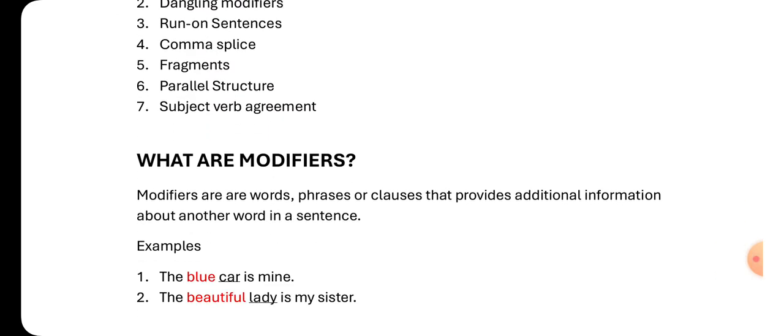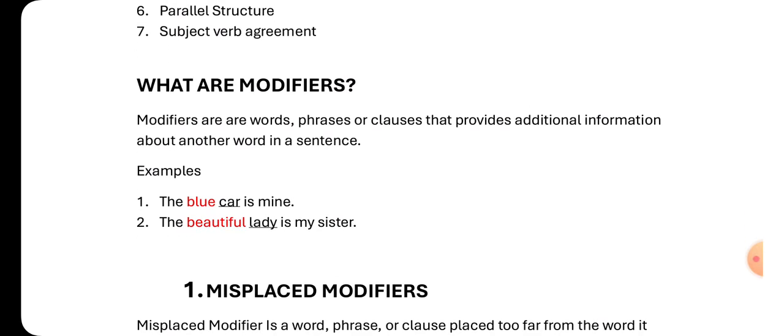So somebody will ask, what is a modifier? When you say modifier, modifiers are what? They are words, phrases or clauses that provide additional information about another word in a sentence. For example, the blue car is mine. The word blue is modifying the car.